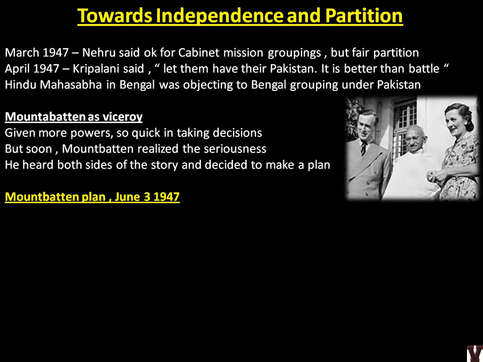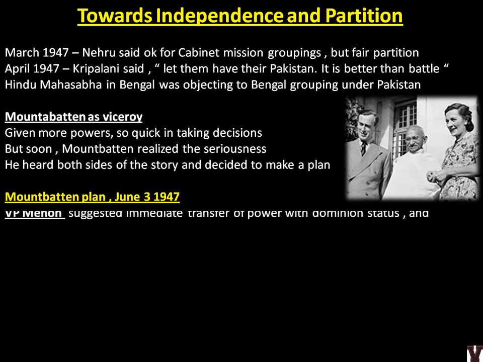Now the Mountbatten plan, which is the actual plan, was started on June 3, 1947. So if you see, August 15 we get independence. So in just 1 month and about 12 days, 42, 43 days, we get independence. So this plan is very much quicker than what Attlee had initially thought.